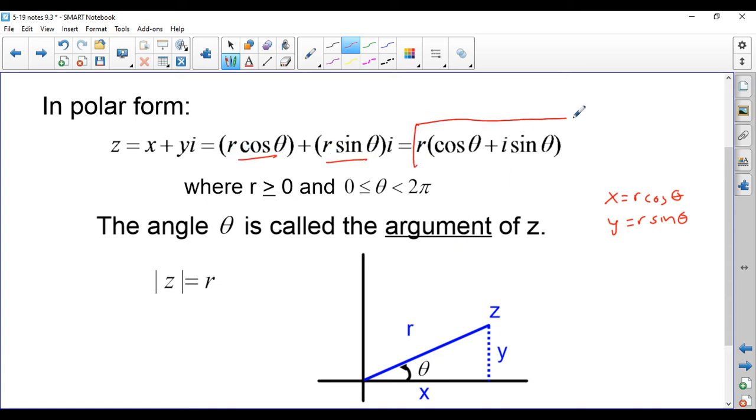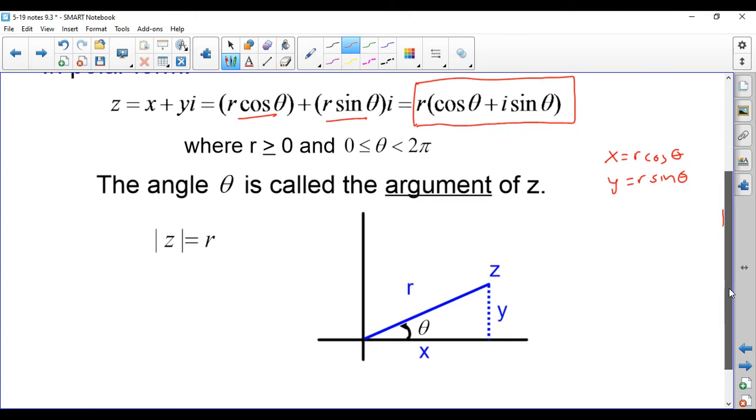Now, this is the form that we're going to write our final answers in. All that is the r factored out in front. When we write these, the r is going to be greater than or equal to 0, a positive radius, and the angle is between 0 and 2π. The angle θ is called the argument of z. We can see that in this picture. And the radius is the magnitude of z. We said in the last picture that the magnitude is the length of this hypotenuse. That's now the radius of the polar form. So the calculations you do today are going to fit very closely with what you were doing in section 9.1.